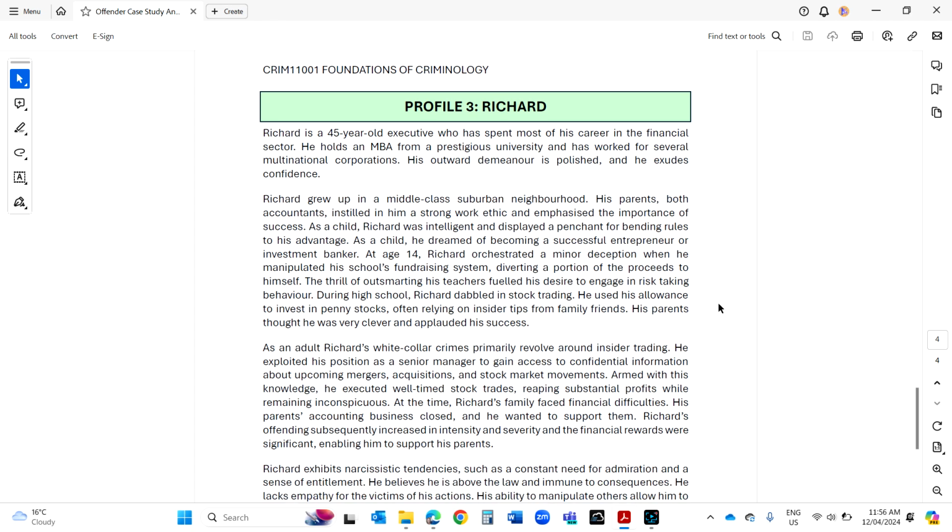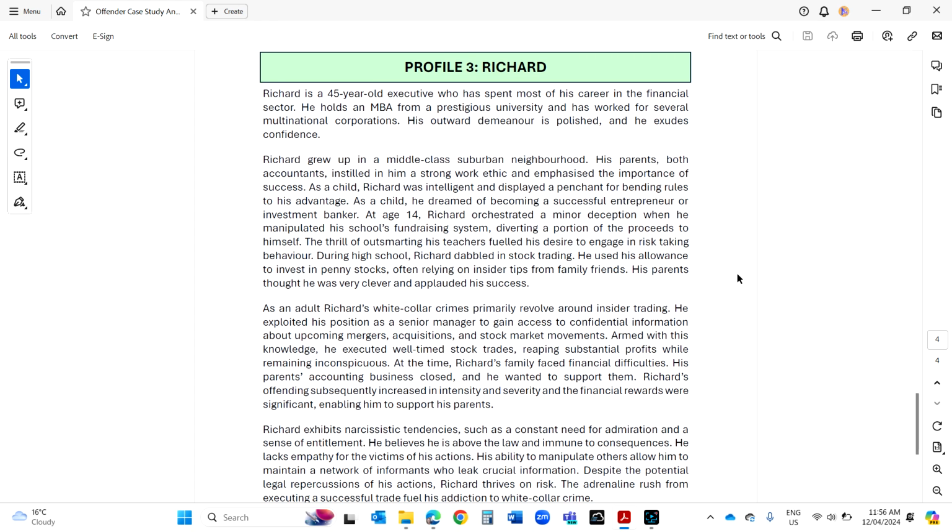And lastly, we have profile 3, which is Richard. Again, Richard is very different from the previous 2 offenders. He is a 45-year-old executive in the financial sector. He comes from a very well-to-do background. He holds an MBA from a very prestigious university. He has worked for several multinational corporations. He's very polished. He exudes a very confident demeanour.